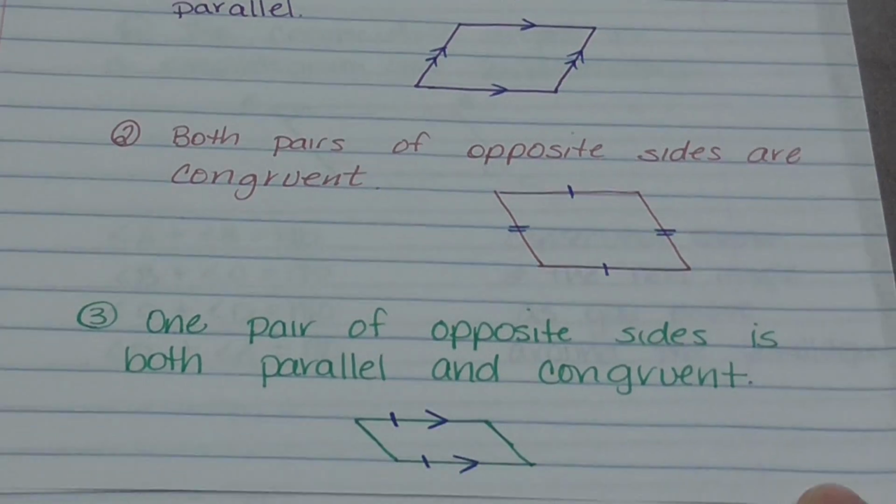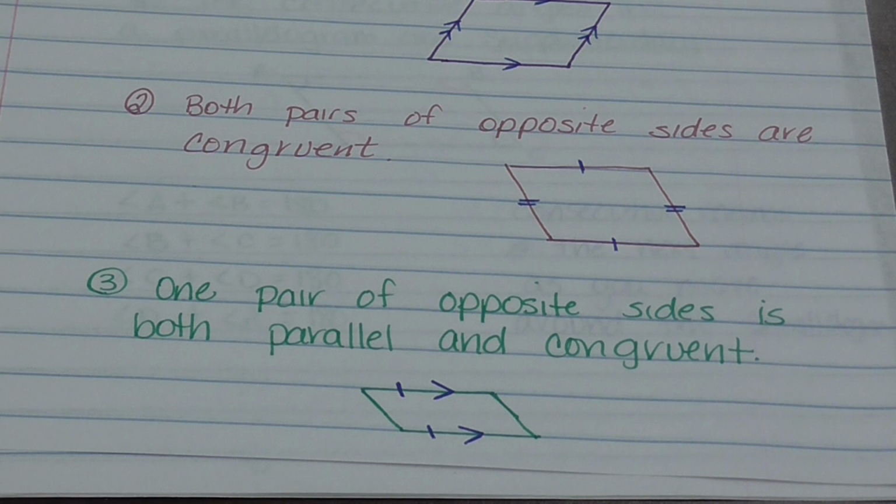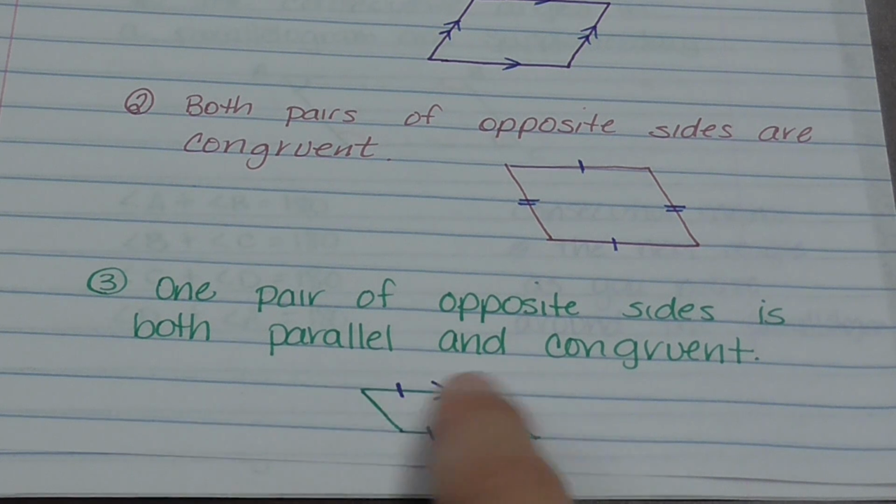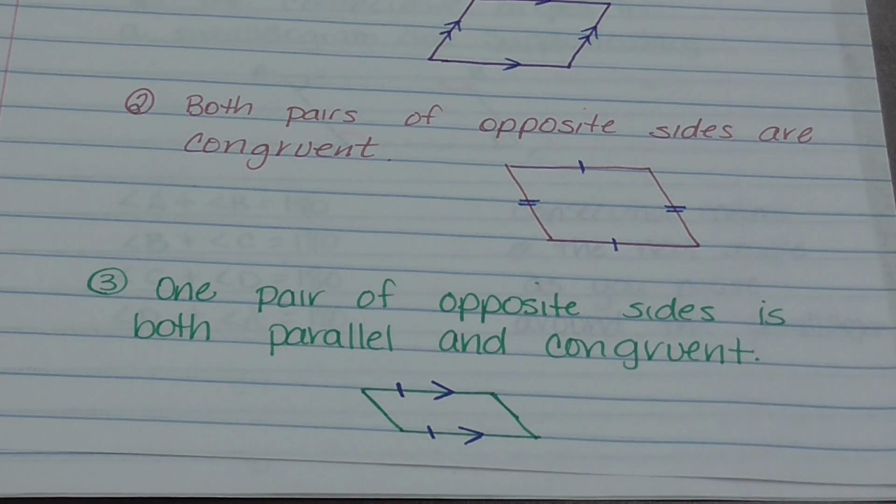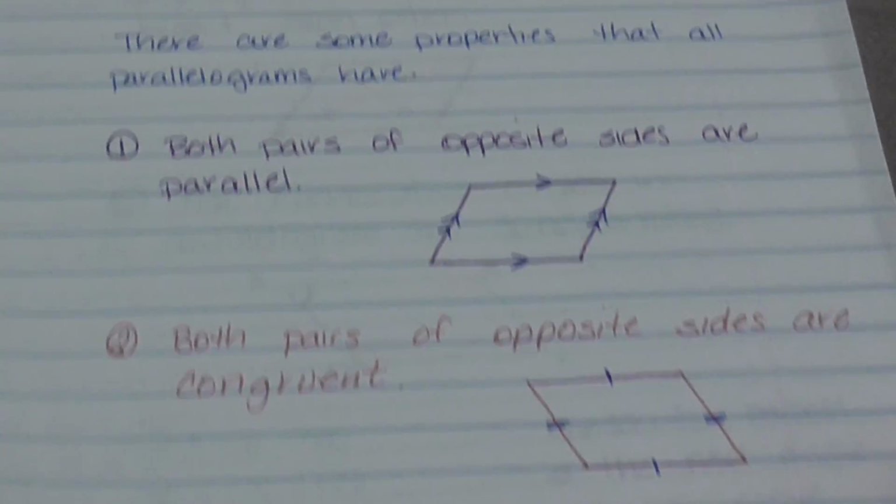Another property, one pair of opposite sides is both parallel and congruent. So if these two are the same length and these lines are parallel, you're looking at a parallelogram.